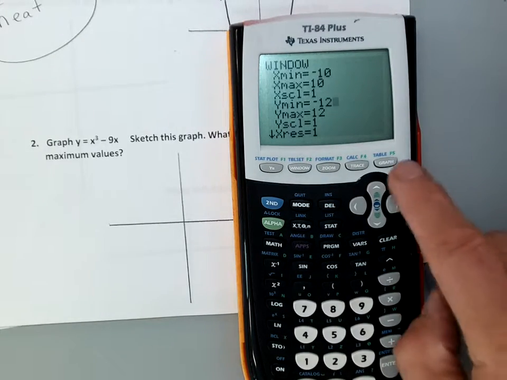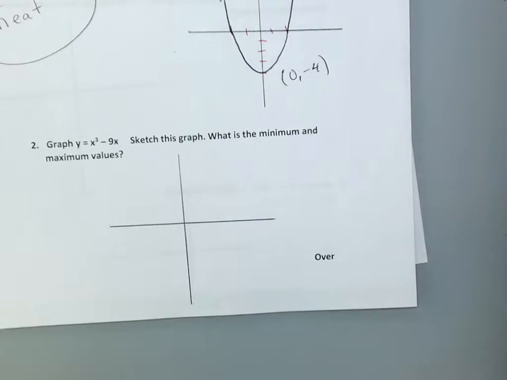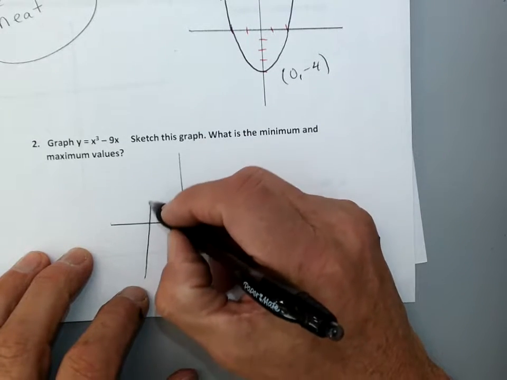Okay, and if I push graph, hey, then I can see the whole thing, right? So I just change my window slightly so it looks something like this. Okay, so I'm just going to put a sketch in, looks something like this.